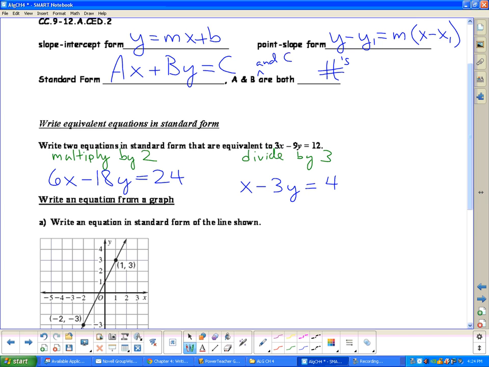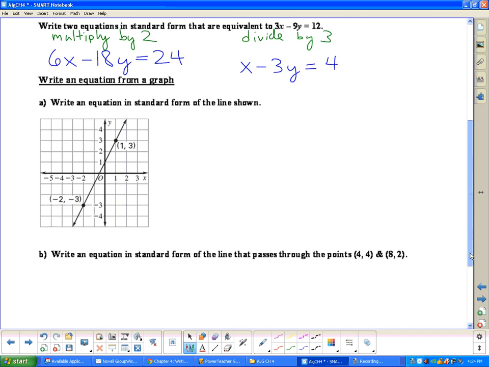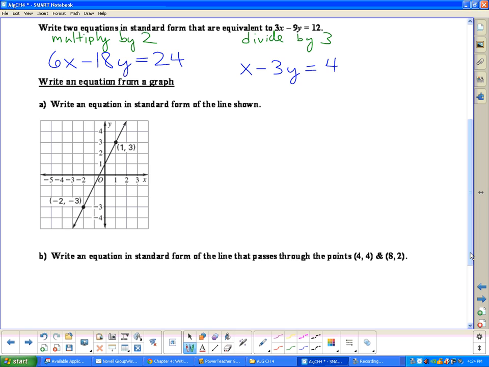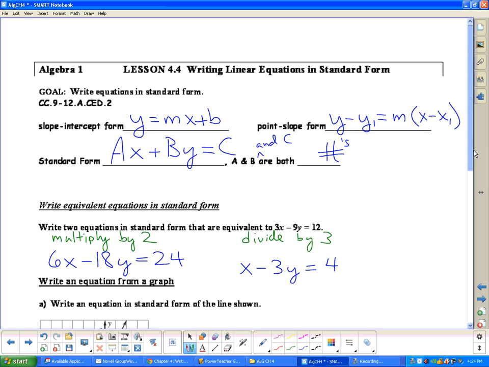All right, so write an equation from a graph. Write an equation in standard form of the line shown. The trick of this is to actually write it in point-slope form first, which, if you don't remember, is this one up here. We're going to write it first in this form, and then we're just going to switch it around so that both of the x's and the y's are on the same side. So let me show you how that works.